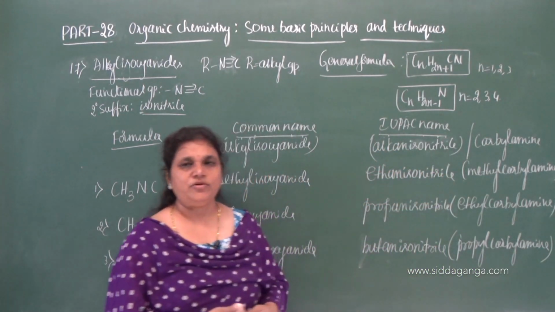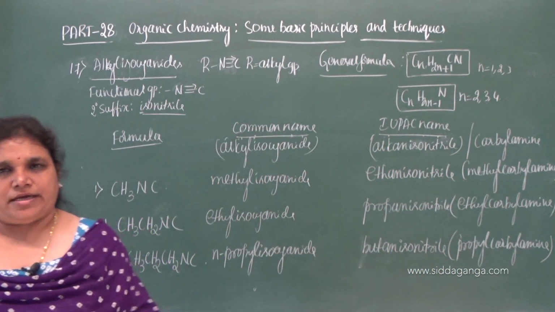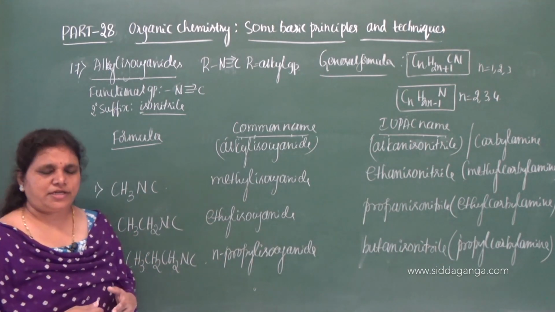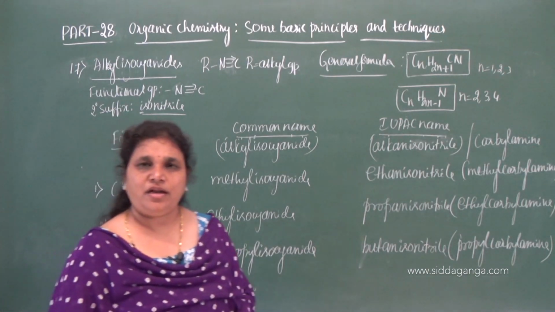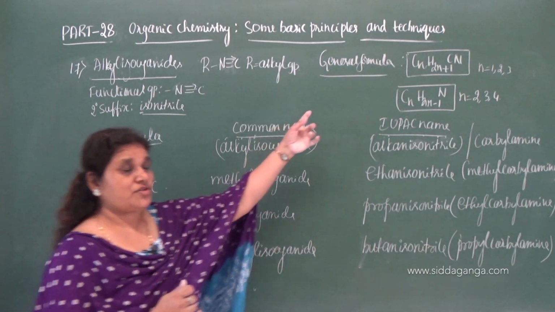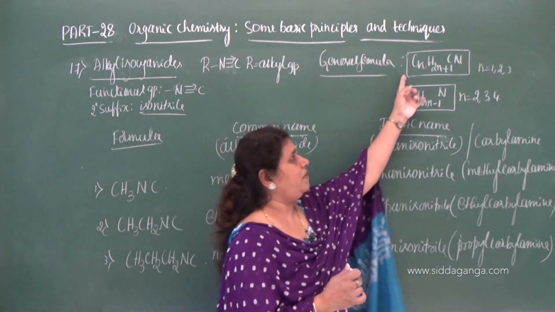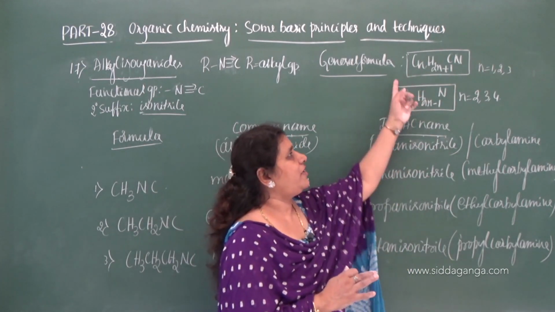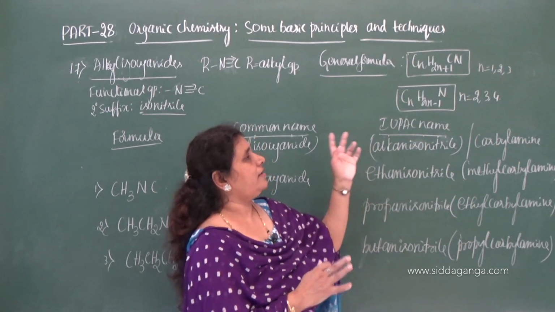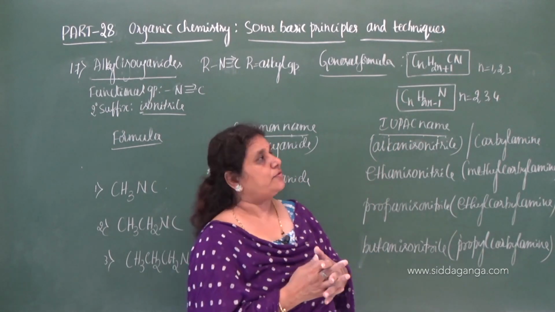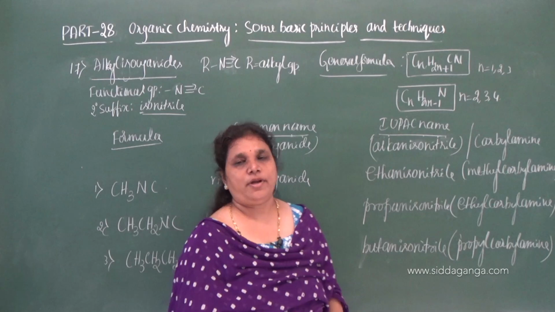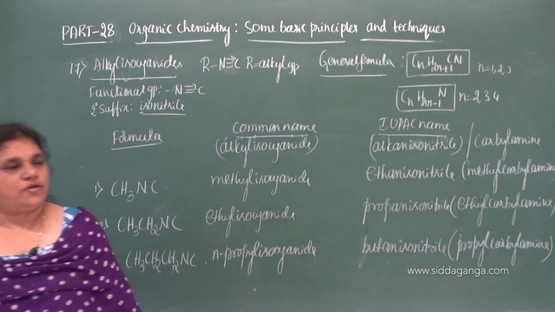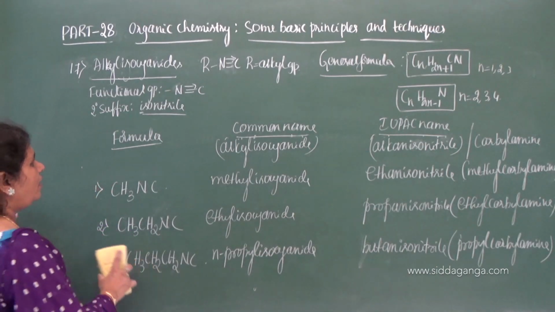So this is about the isocyanides, cyanides and isocyanides. These two are derivatives and we can call them functional isomers, because the functional group remains the same, and because the atoms are the same, the general formula also remains the same. So this is about the isocyanides or the isonitriles.